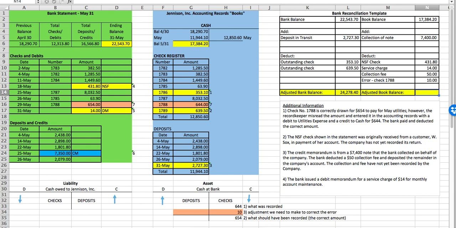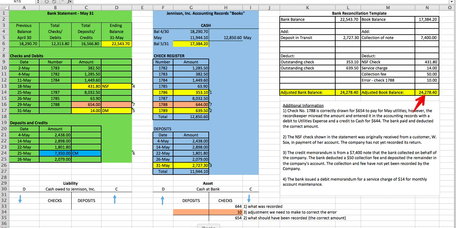We're going to start with our book balance. Then we are going to add in any additions, which is the note that the bank collected on our behalf. Then we're going to subtract out anything that we said we were going to deduct. So that's our NSF check, our service charge the bank took out of our account, the collection fee that the bank took out of our account, and the error that we made because we recorded that check for the wrong amount. And that also comes out to $24,278.40, which we see right there.